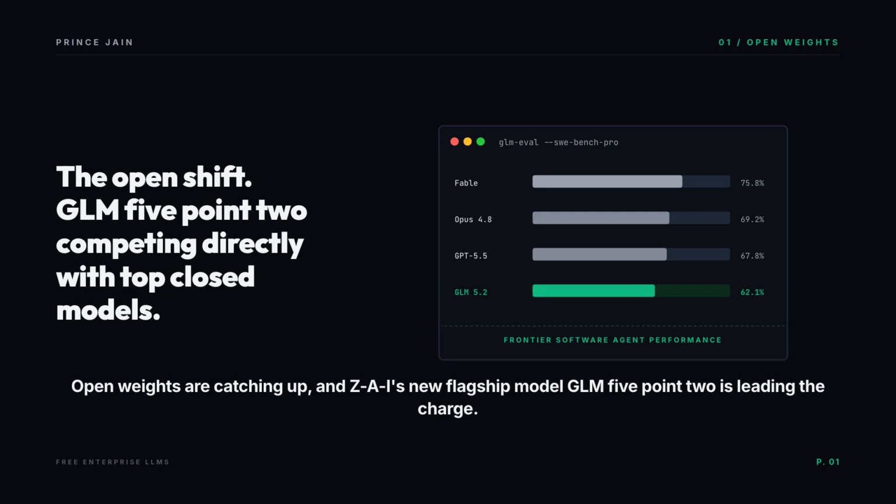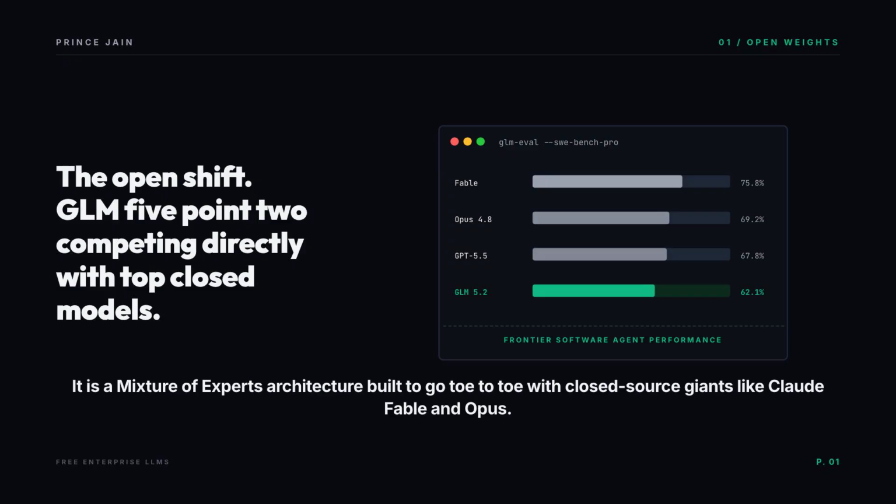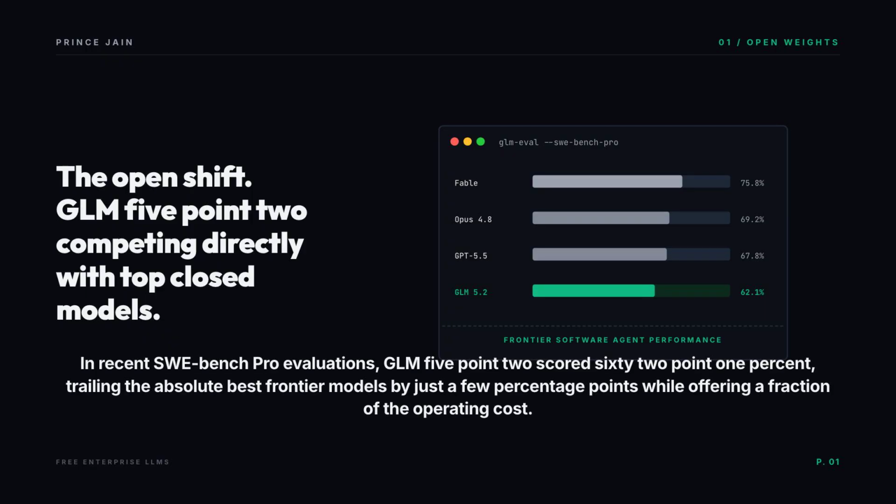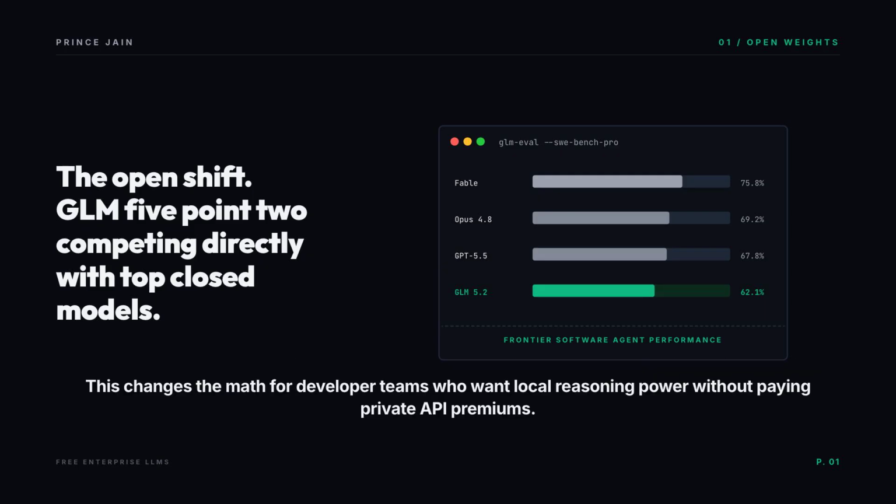Open weights are catching up, and ZAI's new flagship model GLM 5.2 is leading the charge. It is a mixture of experts architecture built to go toe-to-toe with closed-source giants like Claude Fable and Opus. In recent SWE-bench Pro evaluations, GLM 5.2 scored 62.1%, trailing the absolute best frontier models by just a few percentage points while offering a fraction of the operating cost.